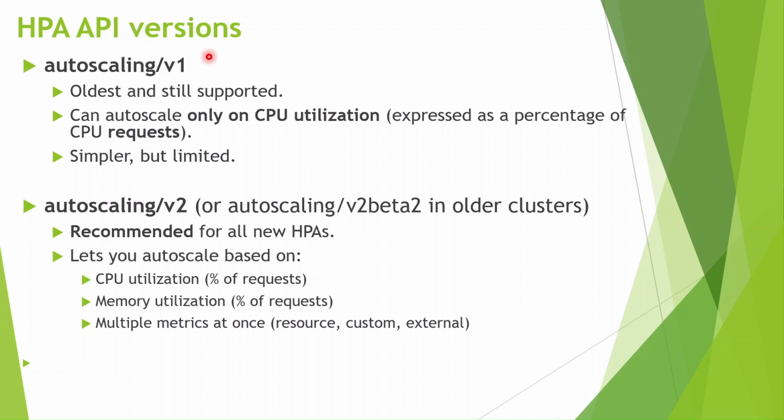And there are two HPA API versions as of now. The old one is autoscaling/v1. It is the oldest and it is still supported, and it can only autoscale based on the CPU utilization. It doesn't support anything other than that.